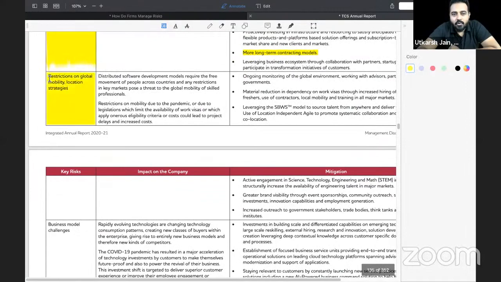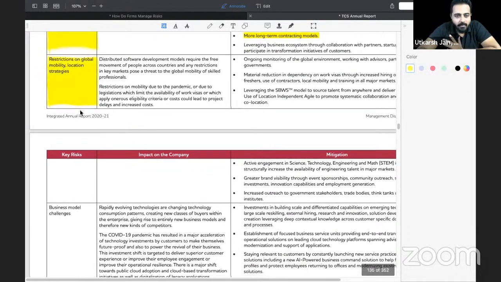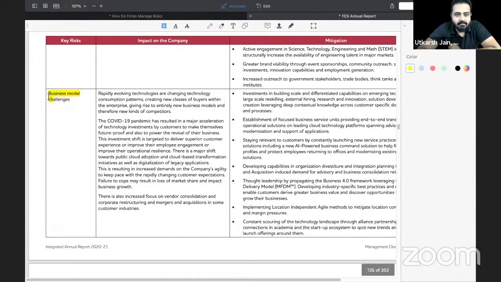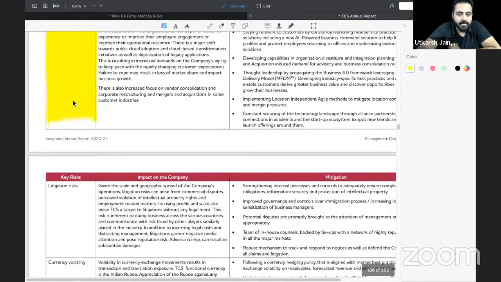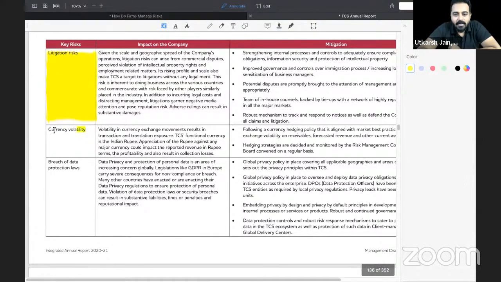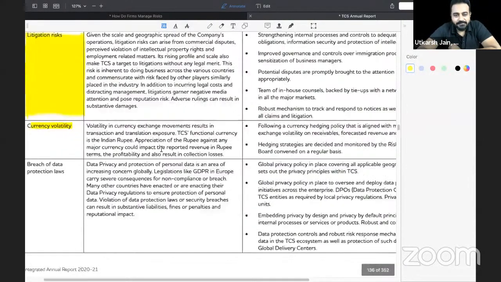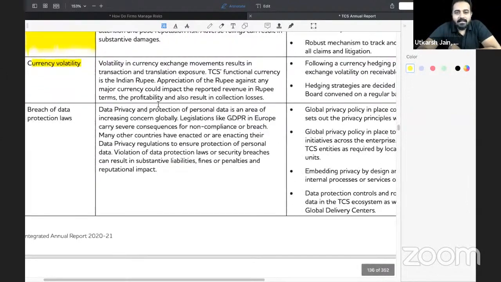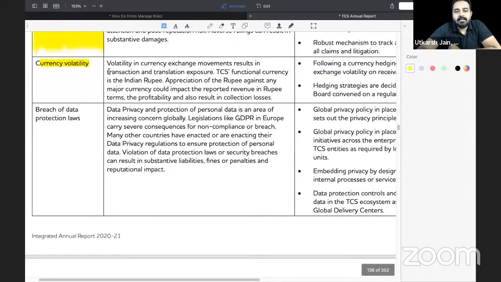Then restriction on global mobility. Their employees might not be able to travel to the US. Business model will change. Litigation risk. Currency volatility risk. Let's read this. Volatility in currency exchange movement results in transaction and translation exposure.